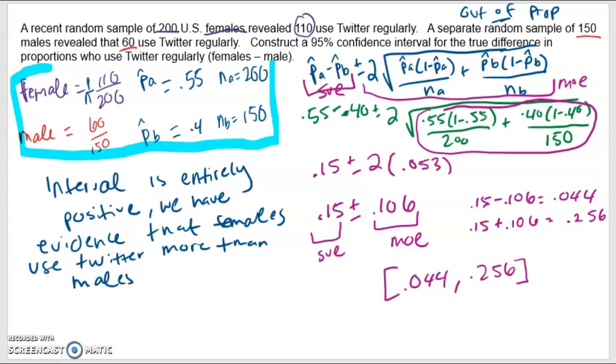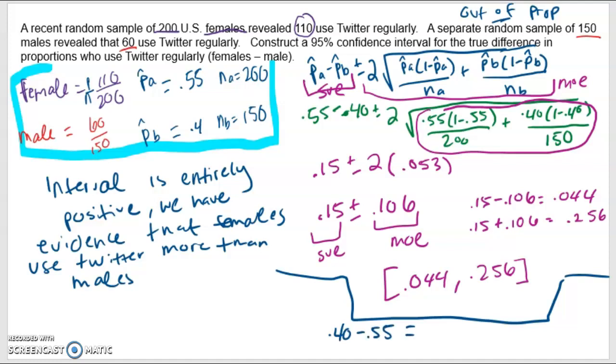Now here's something that's kind of interesting. If I were to use males as my p hat of A, so if p hat of A was 0.40 and p hat of B was 0.55, the single value estimate then would have been negative. And further, let's say my margin of error wouldn't have changed because that addition underneath. So I'm going to do negative 0.15 minus 0.106 and negative 0.15 plus 0.106.